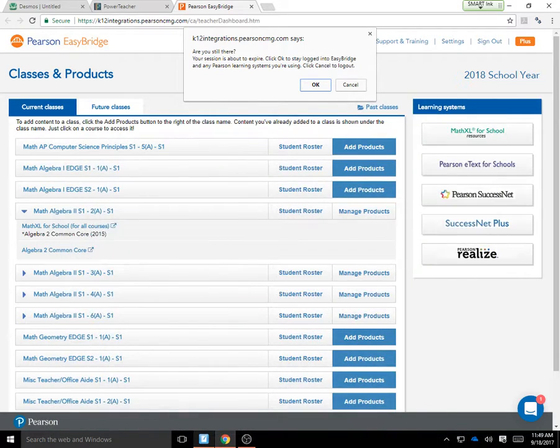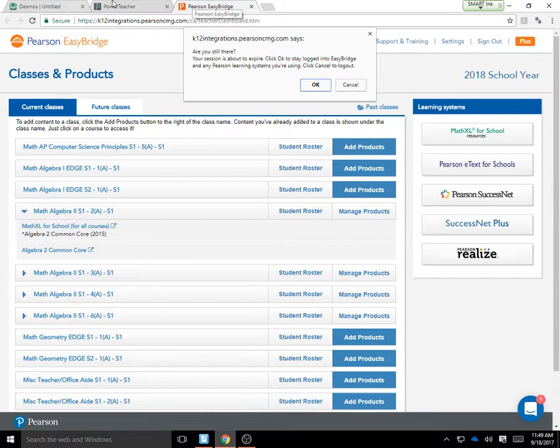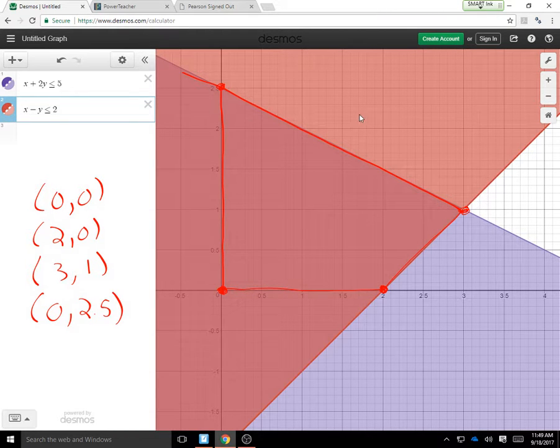Which, as far as the picture's concerned, where'd it go? Did I close it? What? To do what?